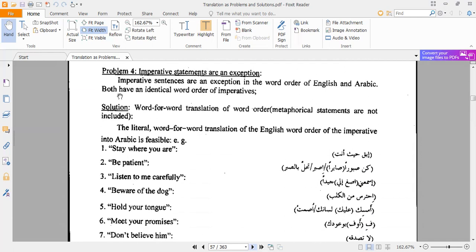Now, imperative sentences. Actually, in both Arabic and English, imperative sentences are exceptional in word order. Imperative sentences are sentences that start with a verb immediately, without a subject. So I use sentences in the imperative form. I say "be patient", "كن صبورا". "Listen to me carefully", "اسمعني جيدا" or "اصغ إلي جيدا". So here we have imperative sentences in Arabic and English.